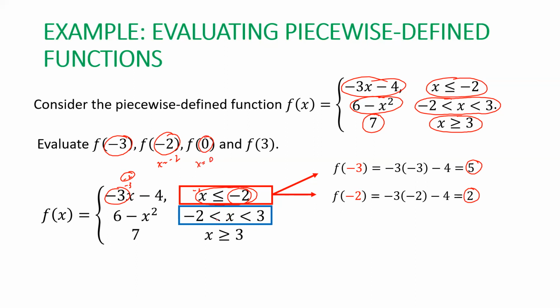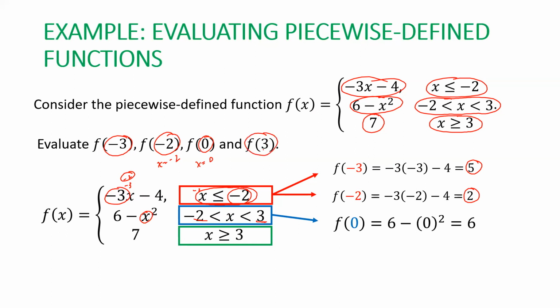And then for f of 0, since x is equal to 0, that belongs to the second subinterval because 0 is between negative 2 and positive 3. So substituting 0 for x, we have f of 0 is equal to 6 minus 0 squared, which equals 6. And then for x greater than or equal to 3, for the third subinterval, we use that function for f of 3 because 3 is greater than or equal to 3. So that is equal to 7.